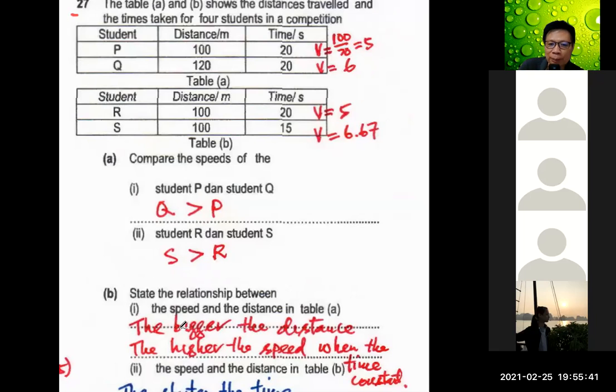The longer the distance, please change to longer, not bigger. The longer the distance, the higher the speed when the time is constant.